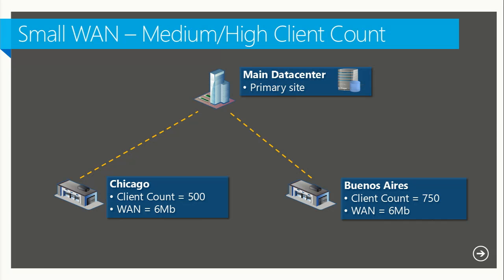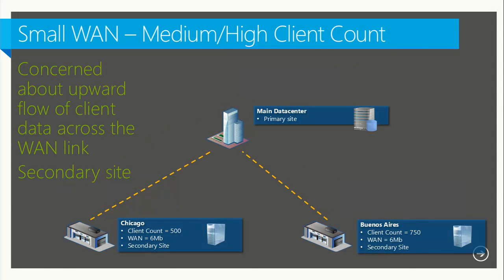Next, small WAN compared to a medium to high client count. So 500 clients over a 6 meg link, 750 over 6 meg links, so reasonably high on the client count side, reasonably small on the WAN side. That was a fairly common scenario in their situation. We were a little bit concerned about that upward flow of client data, and so these actually did become secondary sites. The ratio between the number of clients and the speed of the WAN connection, we were concerned about that upward flow, so these actually became secondary sites in this scenario.